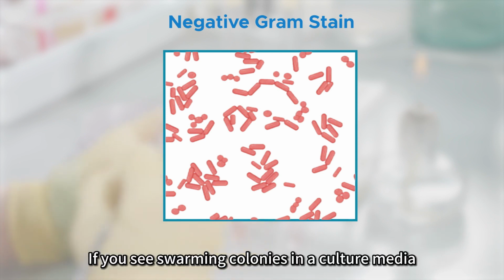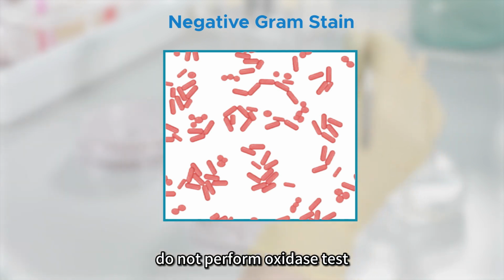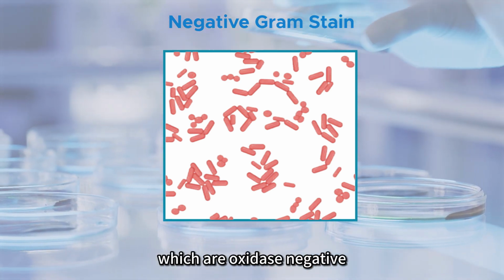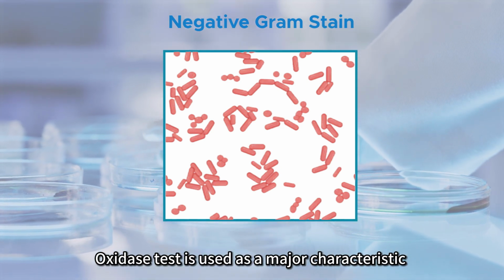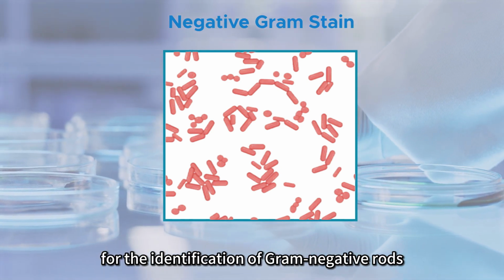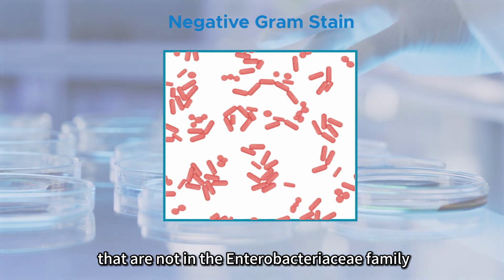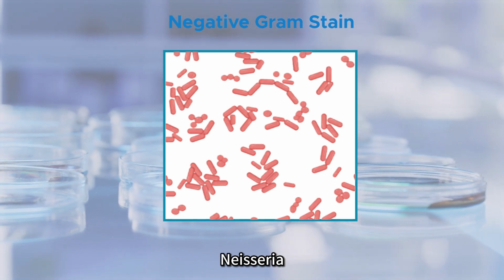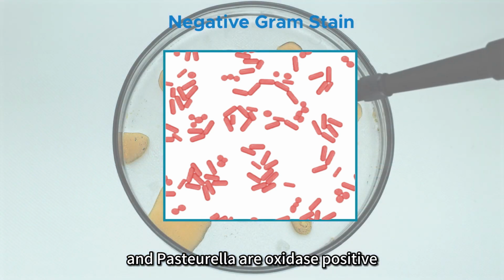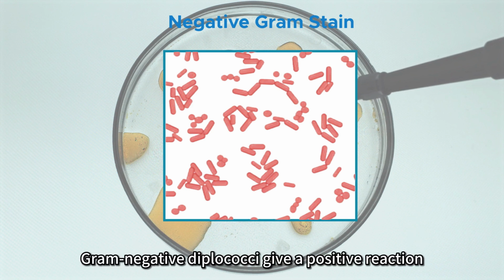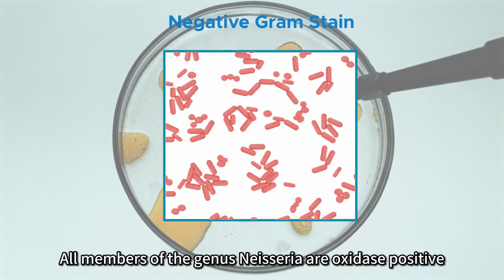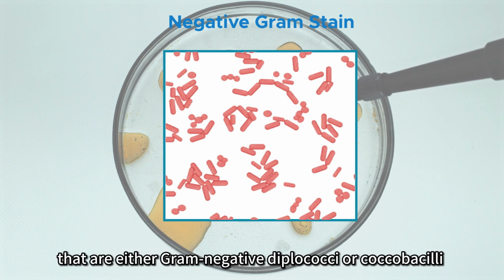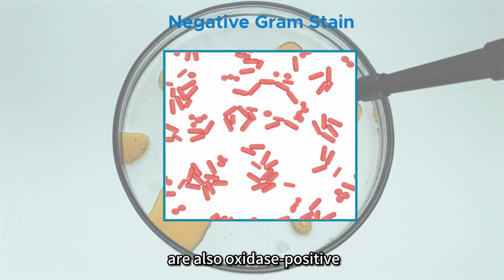Note, if you see swarming colonies in a culture media, do not perform oxidase test, as it is a unique characteristic of Proteus spp, which are oxidase negative. Oxidase test is used as a major characteristic for the identification of gram-negative rods that are not in the Enterobacteriaceae family. Colonies suspected of belonging to other genera, Aeromonas, Pseudomonas, Neisseria, Campylobacter, and Pasteurella, are oxidase positive. Gram-negative diplococci give a positive reaction. All members of the genus Neisseria are oxidase positive. Moraxella spp, that are either gram-negative diplococci or coccobacilli, are also oxidase positive.